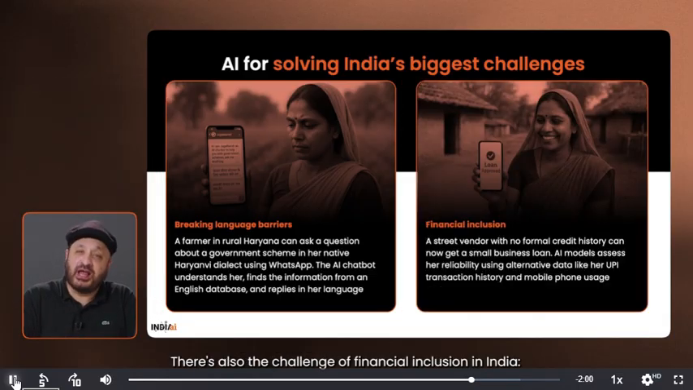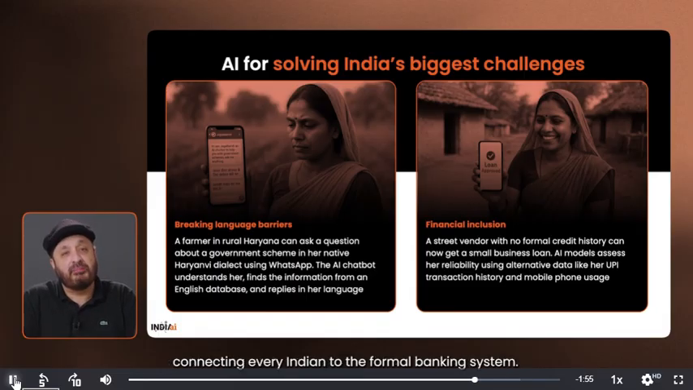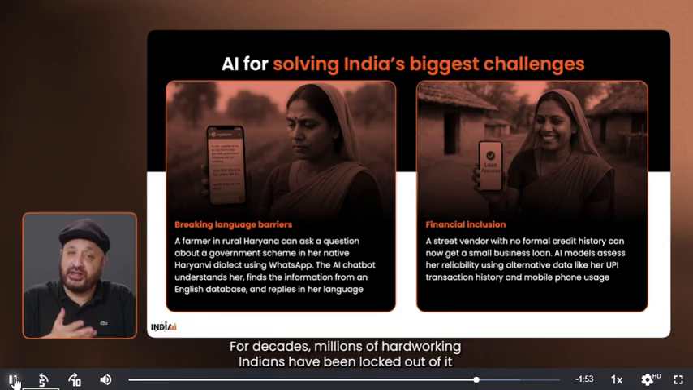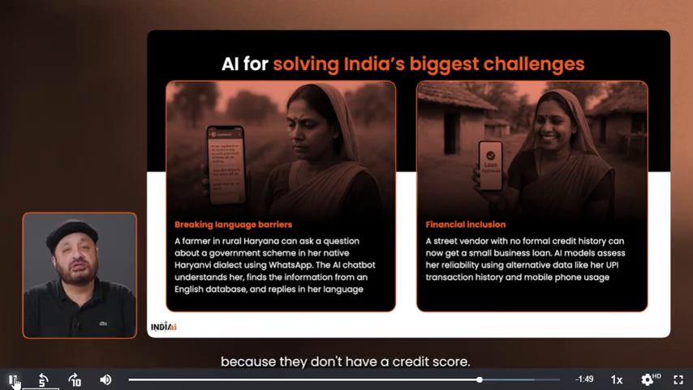There's also the challenge of financial inclusion in India, connecting every Indian to the formal banking system. For decades, millions of hardworking Indians have been locked out of it because they don't have a credit score. AI is changing this too.